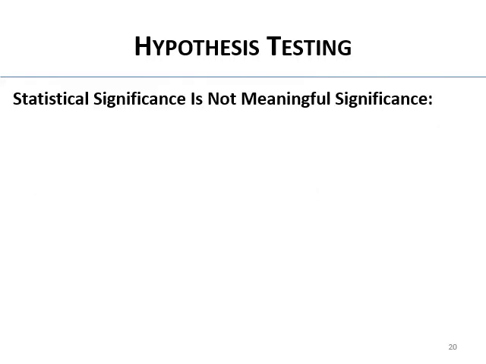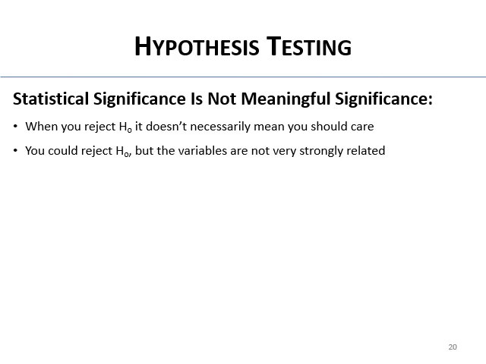So just because something's statistically significant doesn't mean you care. Or you should care, okay? Statistical significance, yeah, there's a relationship. That's what that means, okay? The variables are related, the groups differ, whatever. But it could be the case that, yeah, they differ, but not by much, so why do I care, okay? So if you reject the null, it doesn't necessarily mean you should care. You can reject the null, but the variables aren't very strongly related. They're related, but yawn, not a big deal.